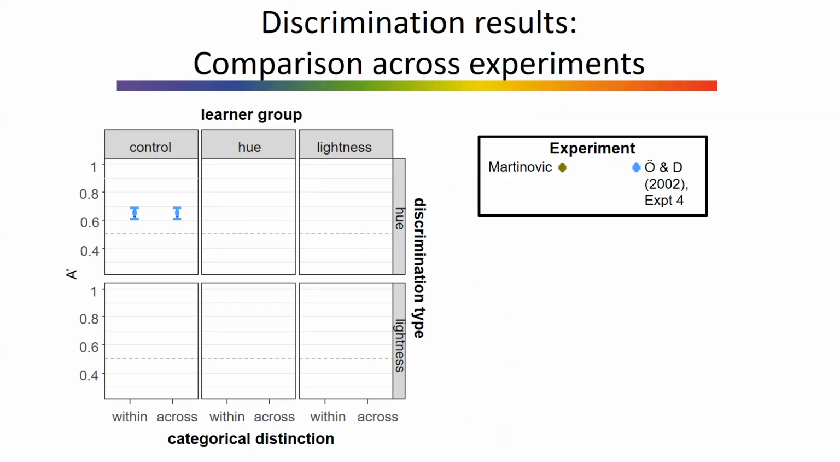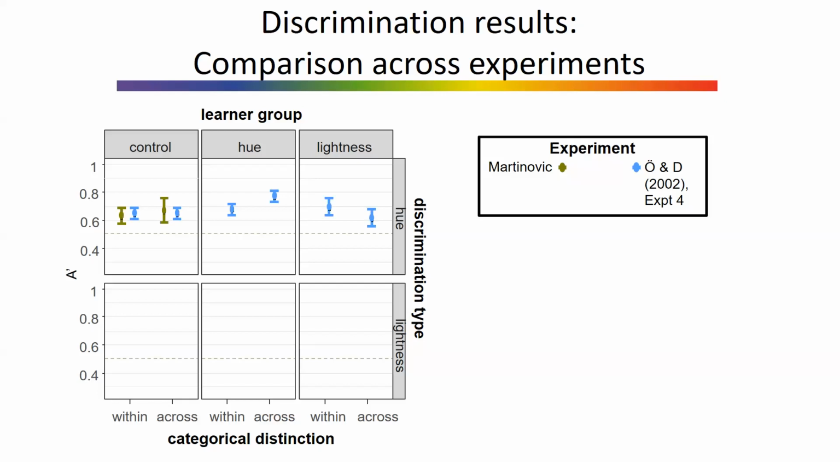First, Özgen and Davies. You can see from their controls, first I'm showing hue discriminations, and each column is a different group of learners. We are showing A prime, which is a non-parametric measure of performance, kind of in between corrected hits and D prime. For lower values, it's more similar to D prime, and for higher values closer to 1, it's more similar to a corrected hit rate. So you can see the hue learners learned something about hue discrimination, the lightness learners didn't.